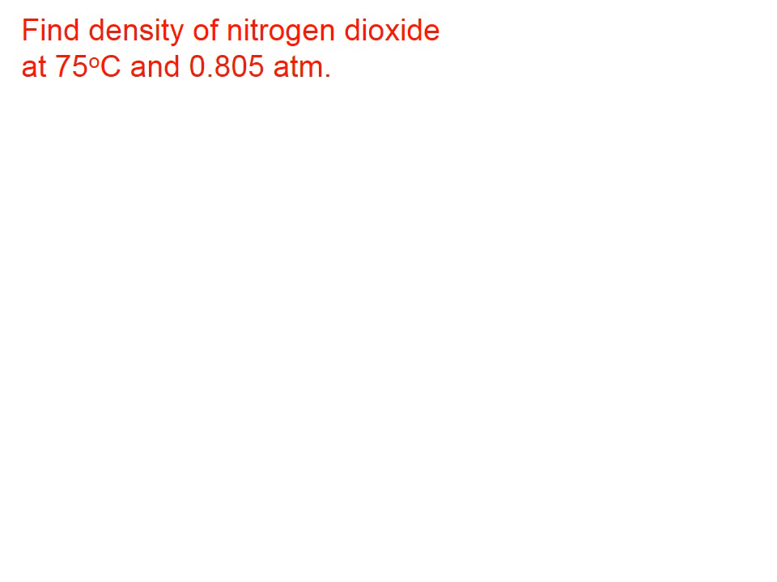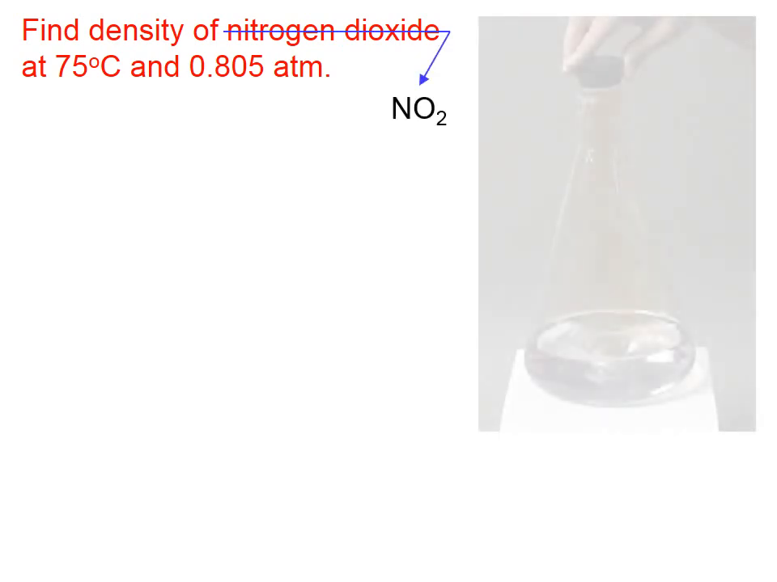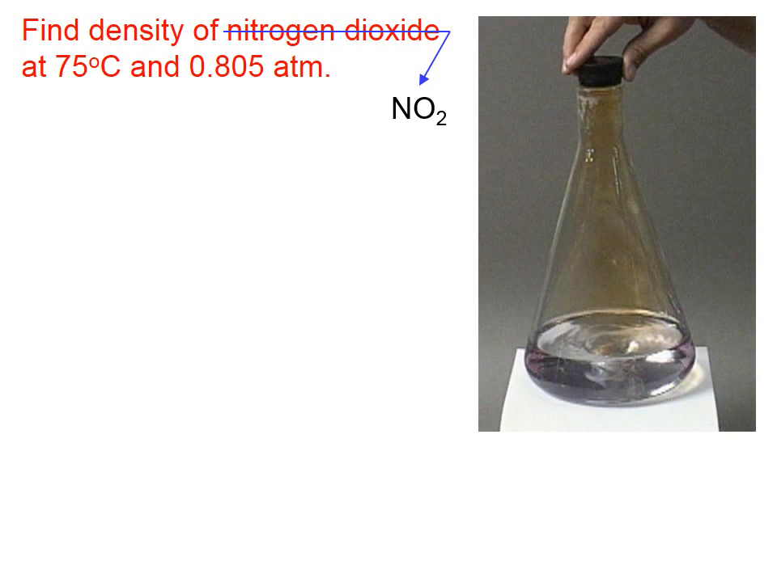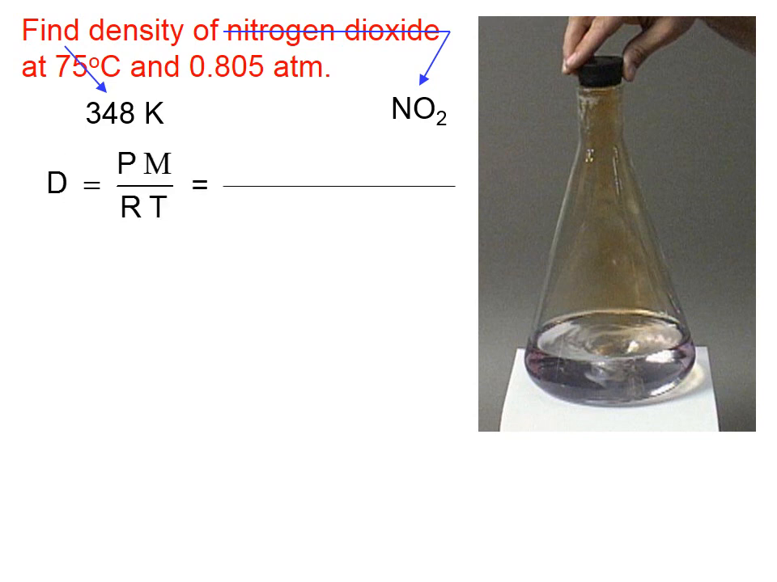Let's do a few problems. Let's find the density of nitrogen dioxide at 75 degrees Celsius and 0.805 atmospheres. Nitrogen dioxide has that formula, NO2, which you should be able to figure out. We notice that there's a Celsius temperature, which is not what we want, so let's convert that into Kelvin right away. So let's go ahead and use this equation where the atmospheres is the pressure. From the periodic table, nitrogen has a molar mass of 14, each oxygen has a molar mass of 16, so 16 times 2 is 32 plus 14, that's 46.